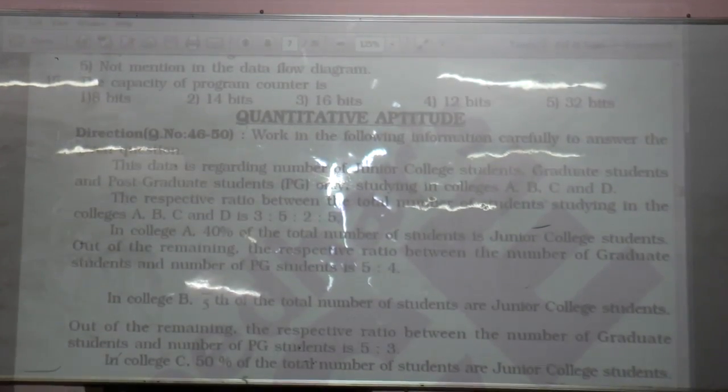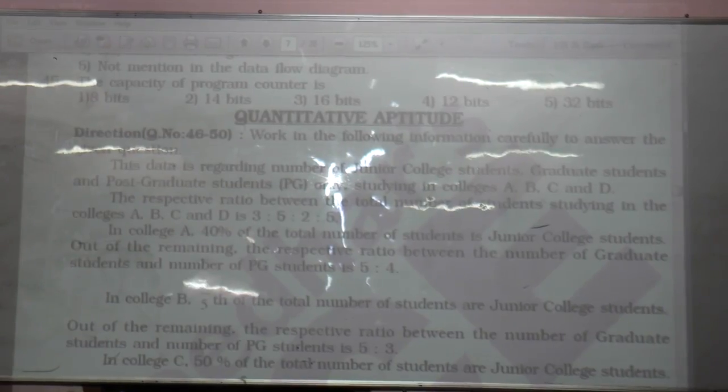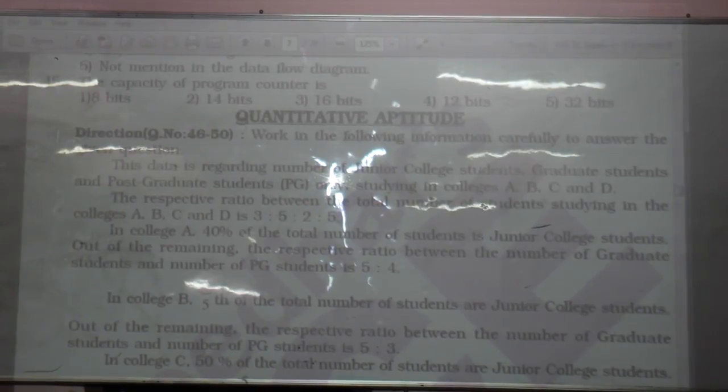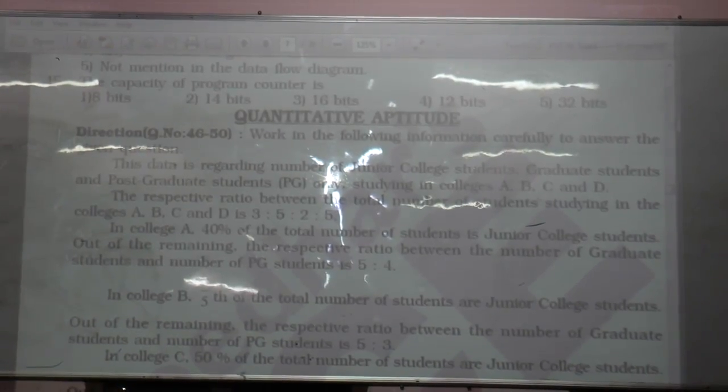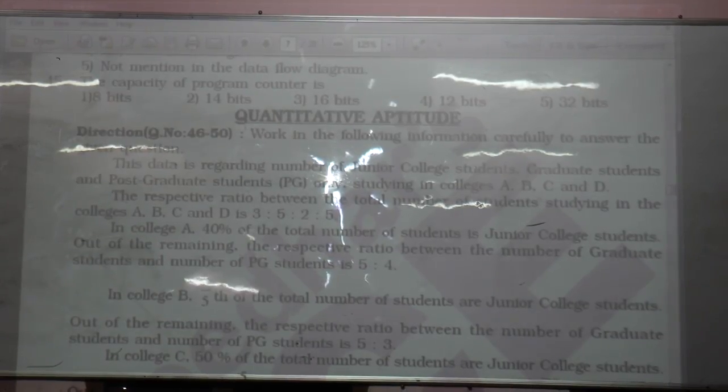Data regarding number of junior college students, graduates, postgraduates. Only 3 types, right? Studying in ABCD colleges. Ratio is given as 3, 5, 2, 5. 3 is to 5 is to 2 is to 5. Total number is not given.